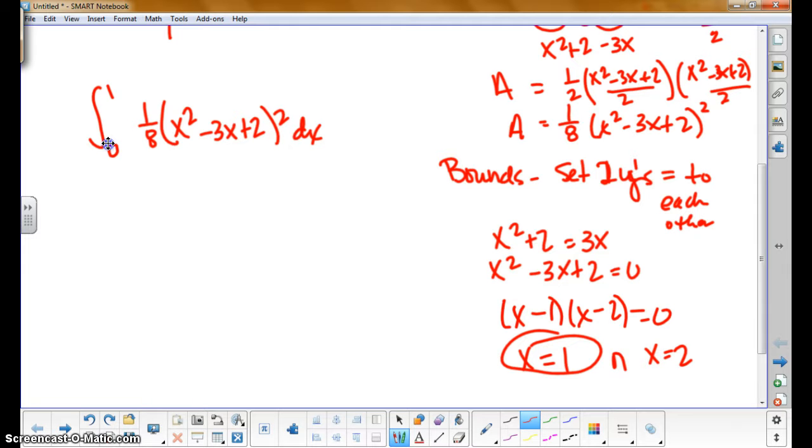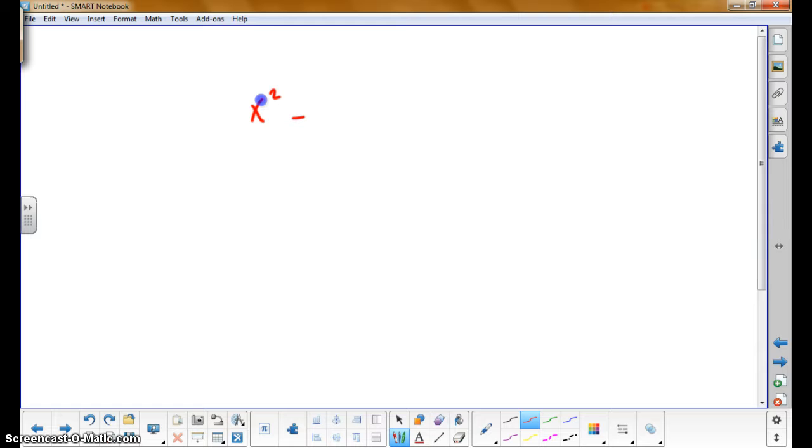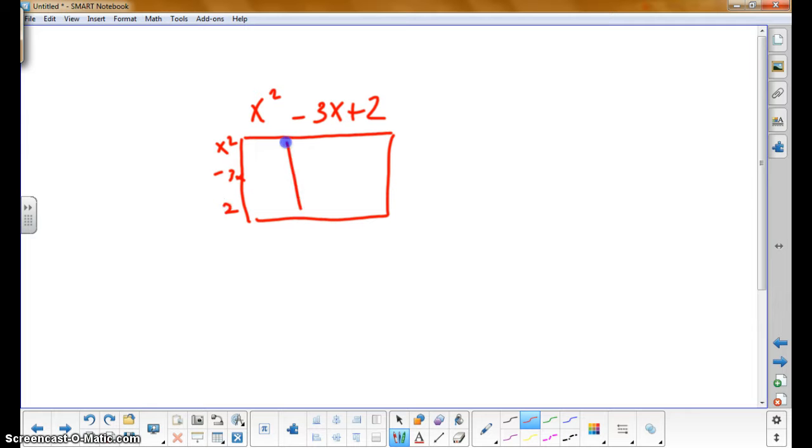Okay, so we are almost ready to take that integral, but this is going to be one ugly piece of business here. We're going to do an extended FOIL, or actually we're going to use the box method and get all those coefficients, because x squared minus 3x plus 2 quantity squared is actually one big hairy polynomial. So let's go to another page, and I'm going to use the box method because, to me, that's the easiest thing to do. And so we've got x squared, negative 3x, and positive 2 here.